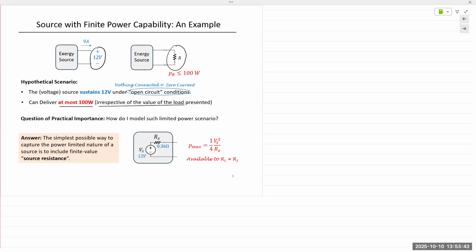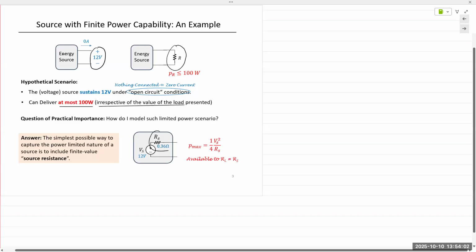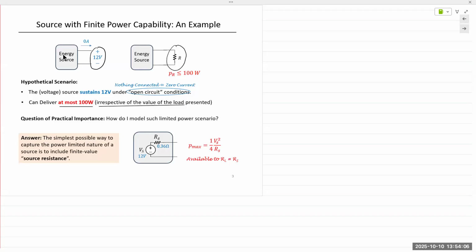But if a device tries to pull more power from that adapter, adapters have built-in circuitry, they will shut it down. They say, we cannot supply more. All right. So how do we model that real life adapter? Well, we put a resistor in series with that voltage source.